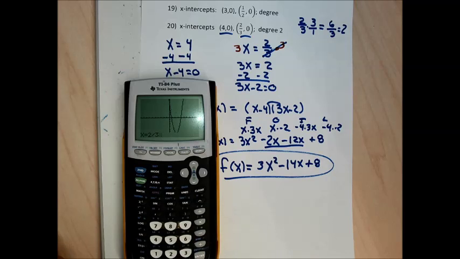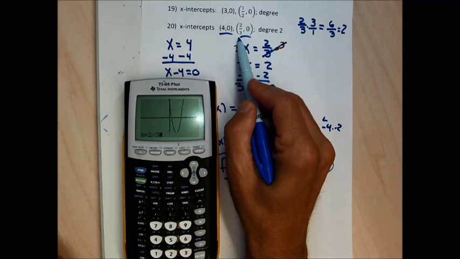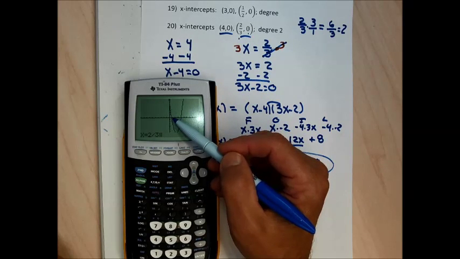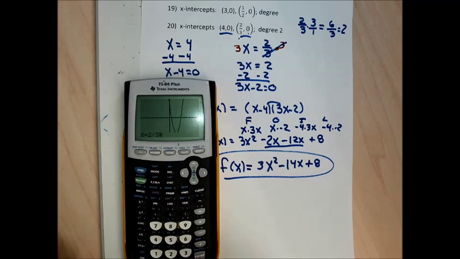When I hit equals, it's going to give me the y-coordinate of the point that has an x equal to 2/3. When I hit equals, if I get 0, then that point right there is the point 2/3, 0, and I feel good about that part of my answer. It did, so I feel good about that.